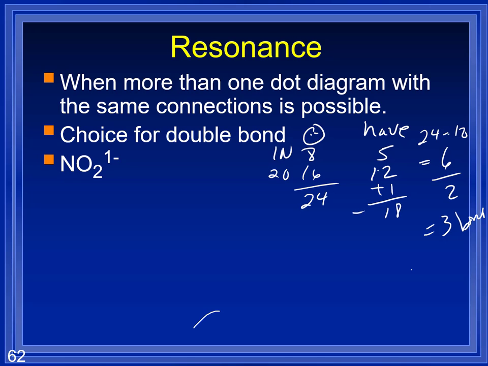So I have to put in 3 bonds. And now I have a choice about where the double bond goes. I can write the double bond here, or I can write the double bond there. I have my choice about which side.